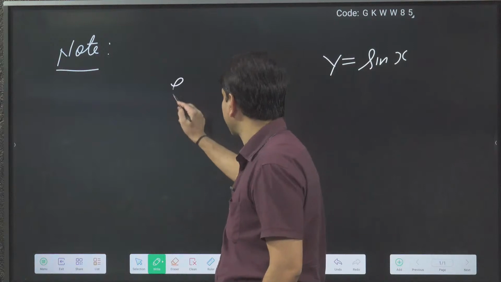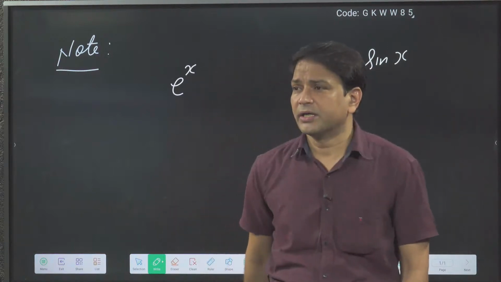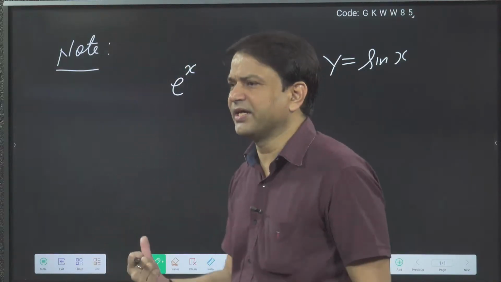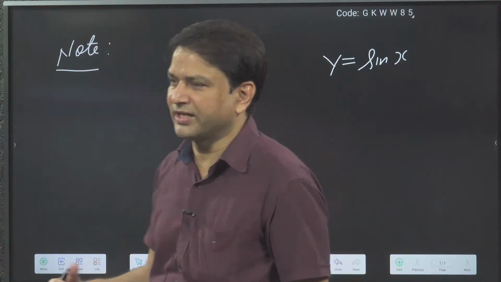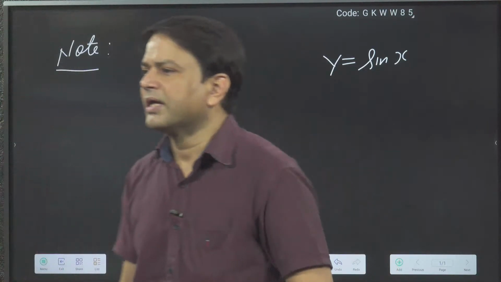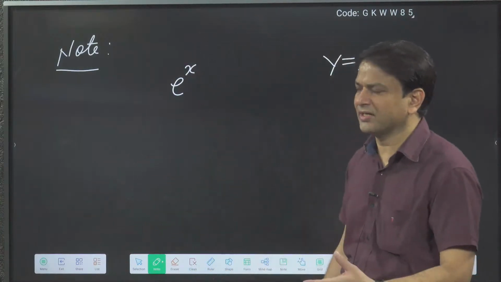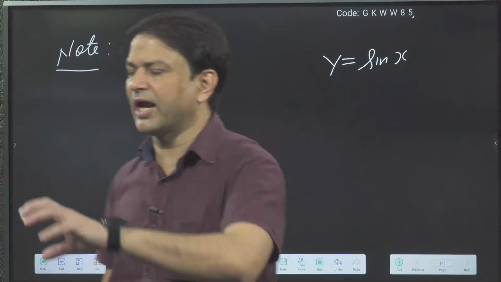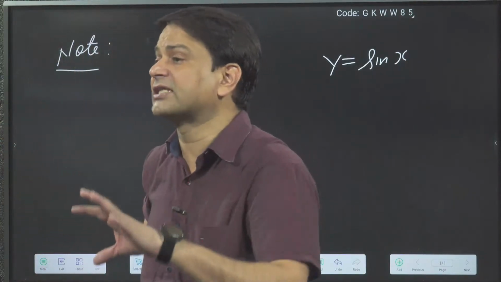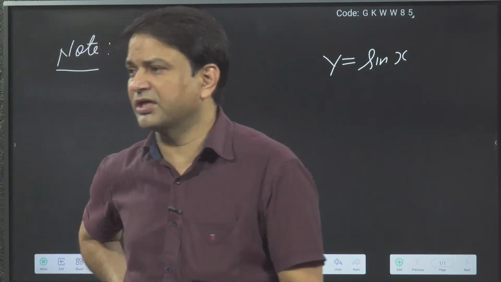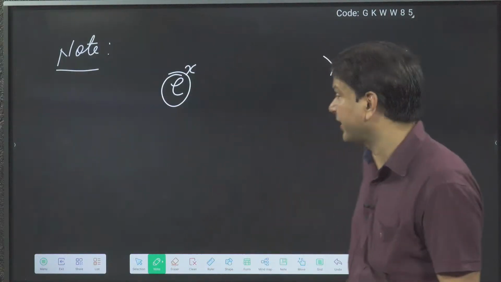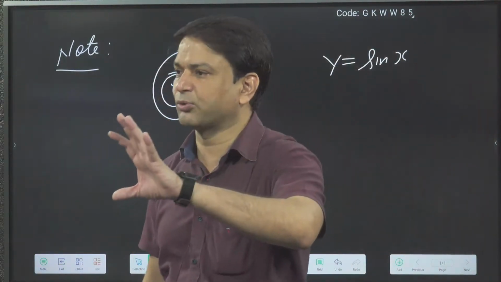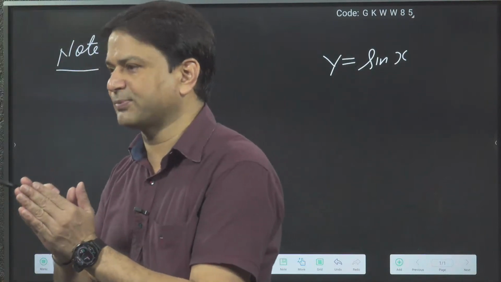In the same way, if I am saying e to the power x, what is the e here? E is Euler's constant. Its value is approximately 2.7. So e is Euler's constant and the power function is called the exponential function, like e to the power x. E is not the exponential; e to the power x is the exponential function.